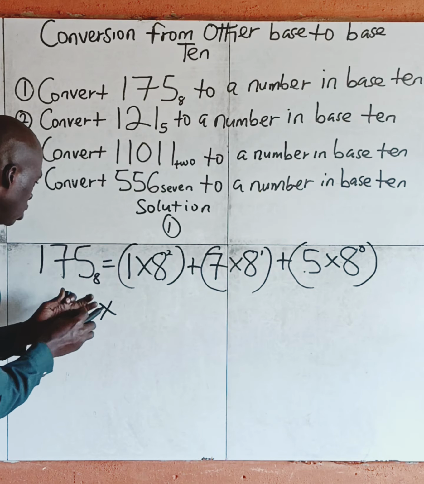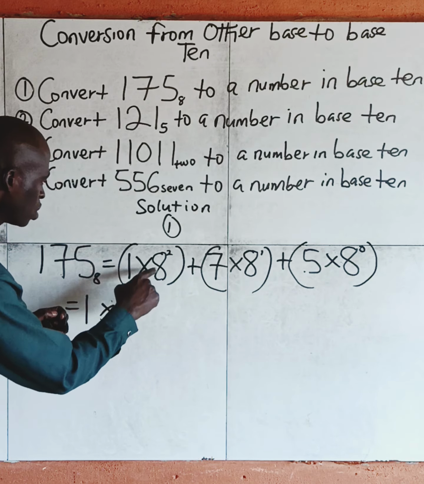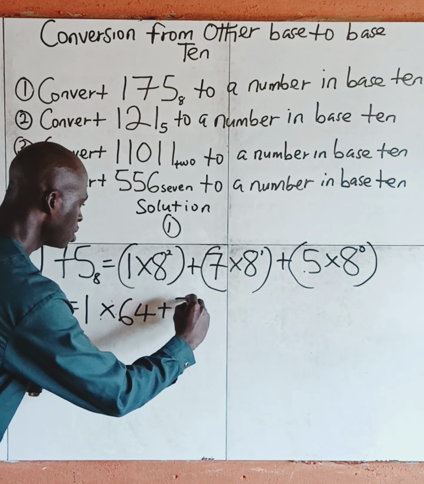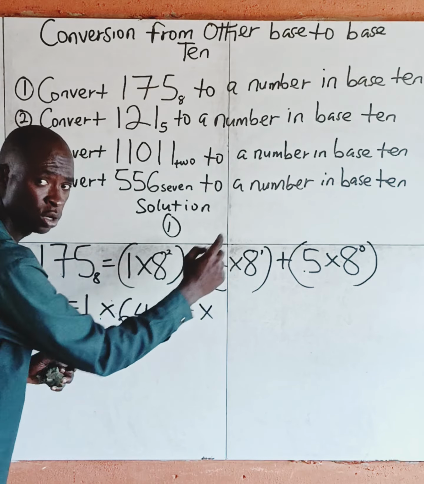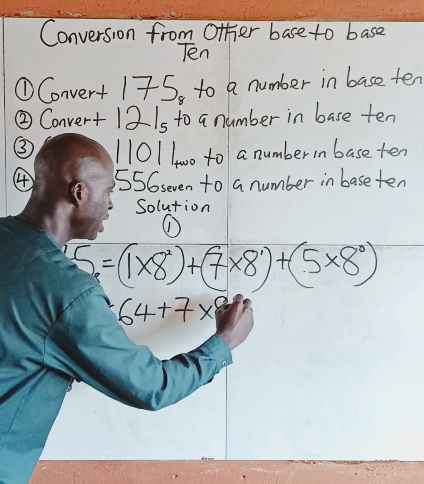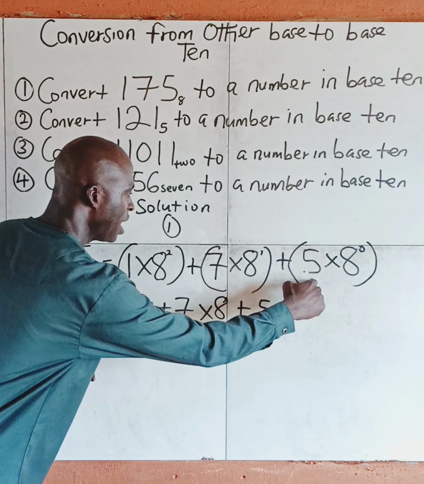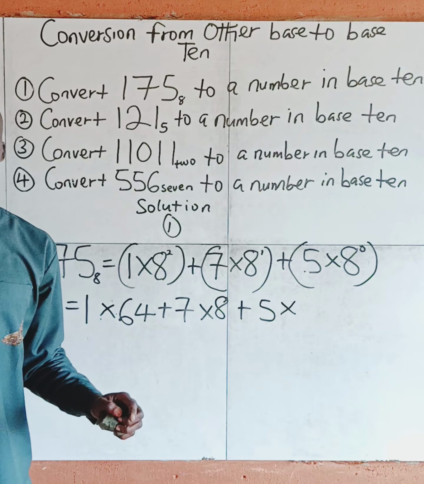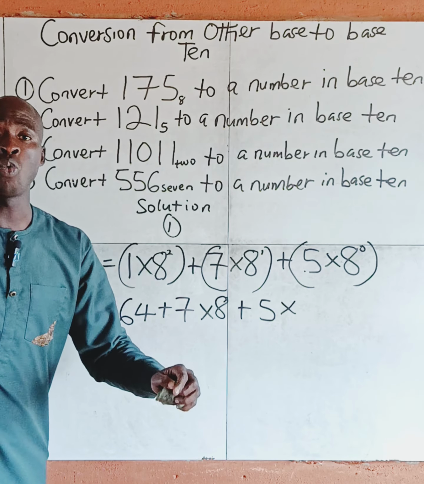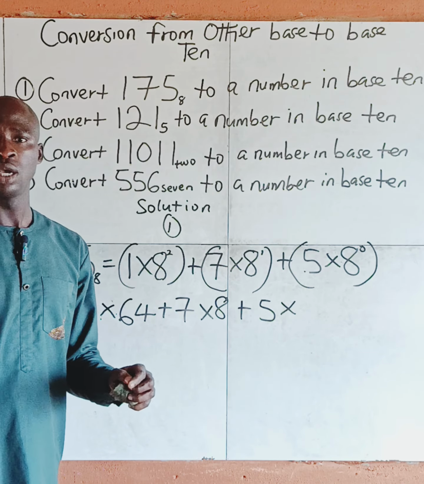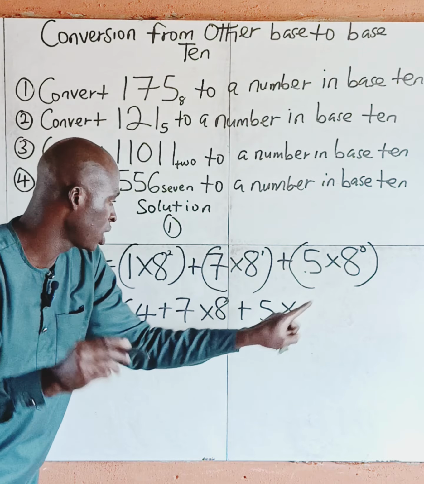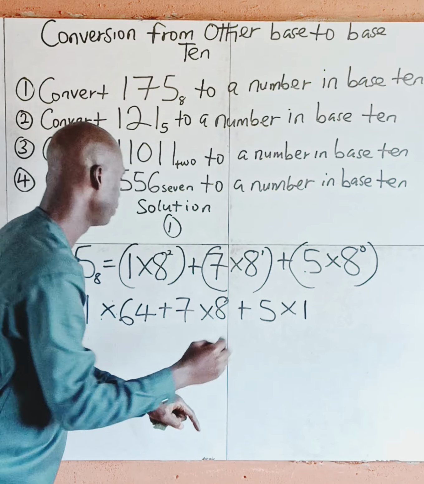So we move. Then this becomes 8 raised to the power 2 is 64. That's 8 times 8. Next, 7 multiplied by 8 raised to the power of 1 is 8. Next, this is 5 multiplied by, now in mathematics, from the laws of indices, anything raised to the power of 0 is 1. 1 billion raised to the power of 0 is 1. 1 trillion raised to the power of 0 is 1. So this 8 raised to the power of 0 here is 1. So it becomes 5 times 1.